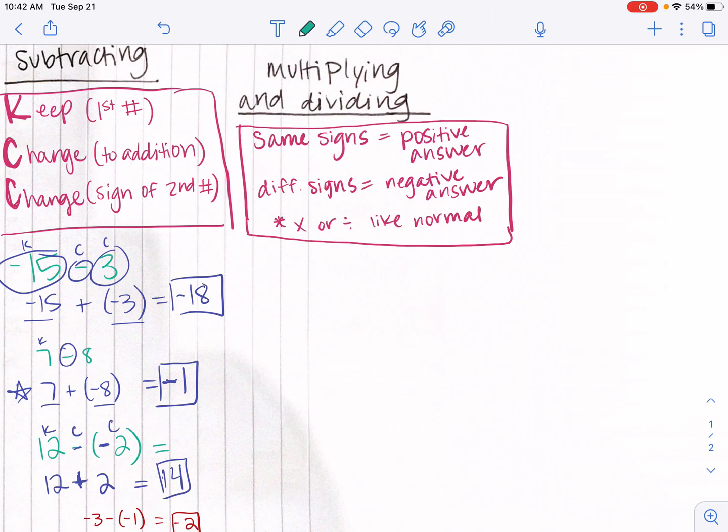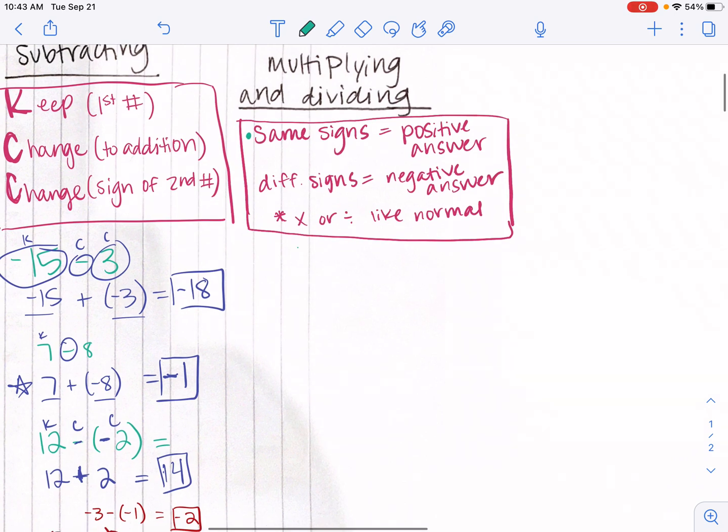So let's do two numbers that have the same sign like this. Let's do two positive numbers. So +3 times +2 is going to equal +6. See how my answer was positive? We had a positive answer. Okay, that one's pretty self-explanatory, right?